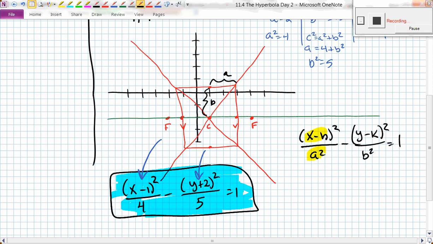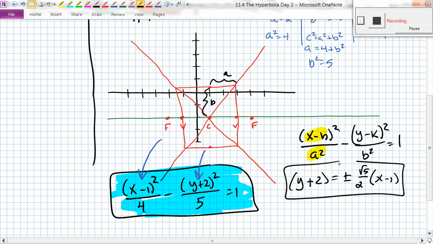So if you look at your cheat sheet, it does say the equation for the asymptote is just going to be y plus 2 equals plus or minus B over A, which in our case the value of B was the square root of 5, the value of A was 2, times the quantity x minus 1. So those are our asymptotes.